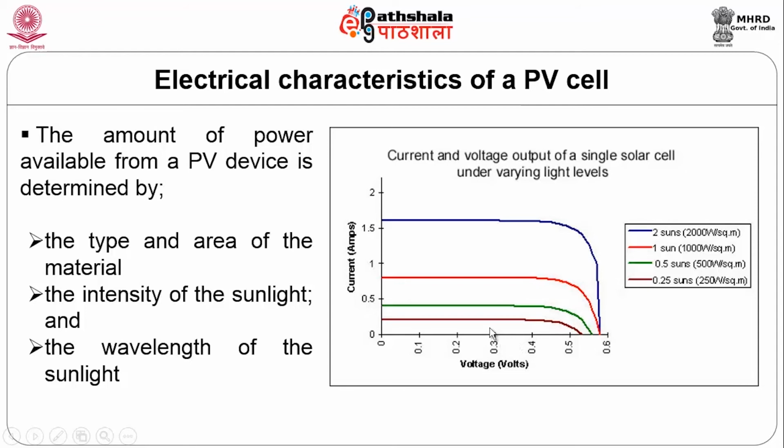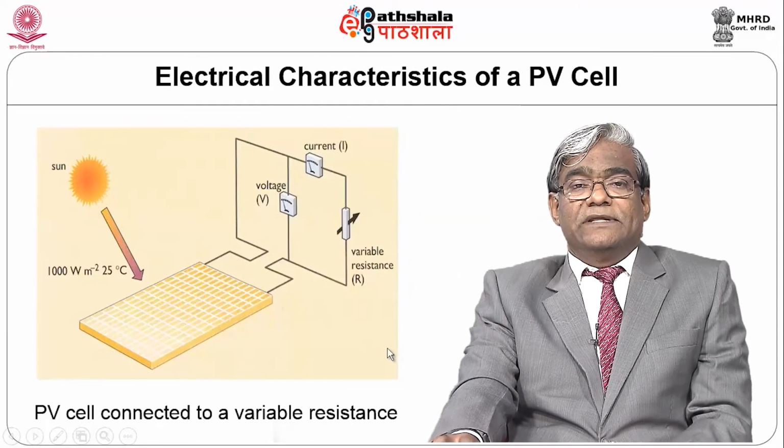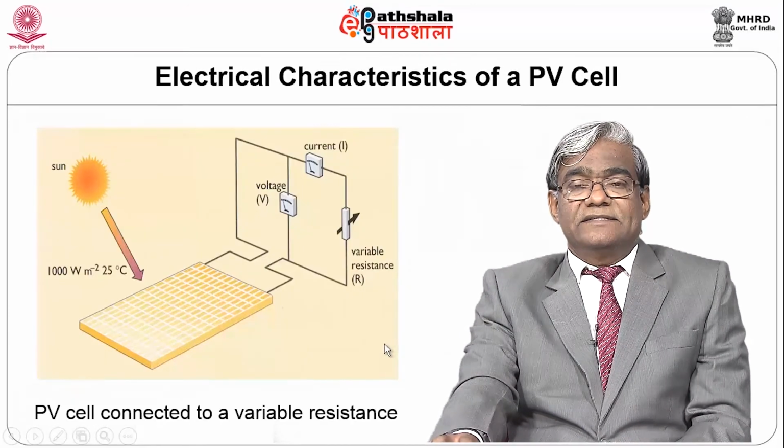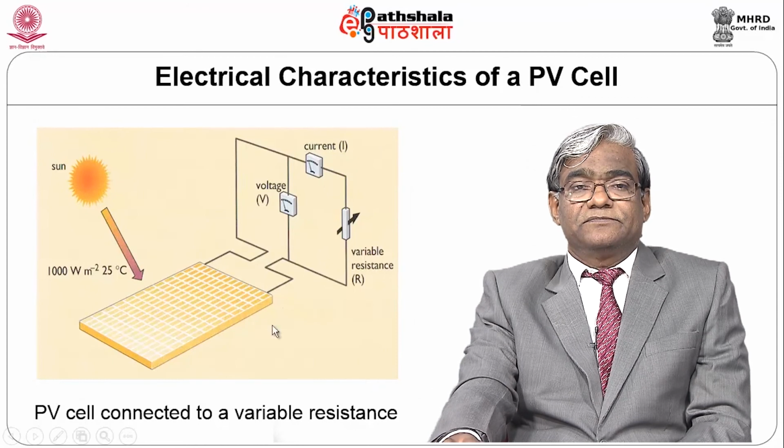And here is the current and voltage output of a single solar cell under varying light levels. At 0.25 suns, the current is lower. When the sun's effect is increased to 0.5, the current increases step by step. This is about the 1 sun, and this is about 2 sun. When the sun's effect is increasing, the current is also increasing. And this is about the electrical characteristics of the PV cell.